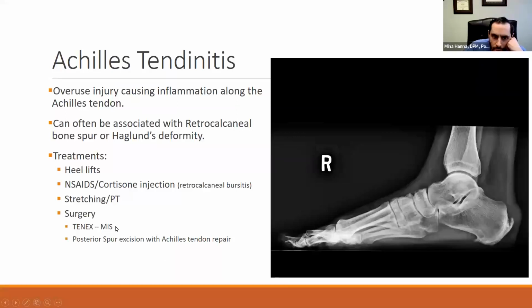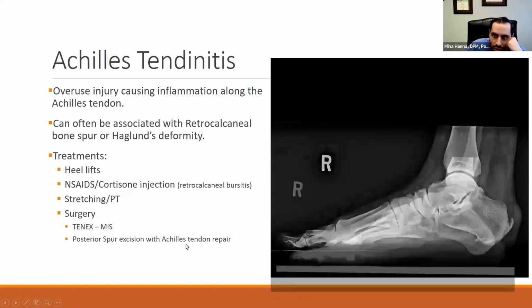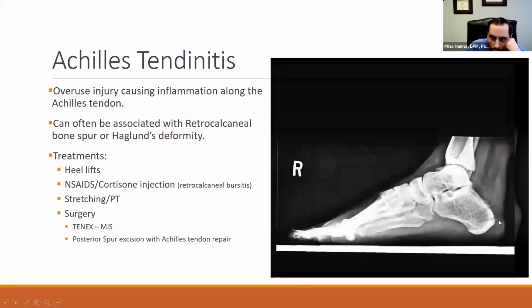But there's always limitation with minimally invasive procedures because, if the bone spur is this large, we might not be able to debride all of that with one small incision. And so the treatment would be a posterior spur excision with Achilles tendon repair. And often this is what the surgery would look like, where we would remove the spur and the Haglund's deformity and repair the Achilles tendon.